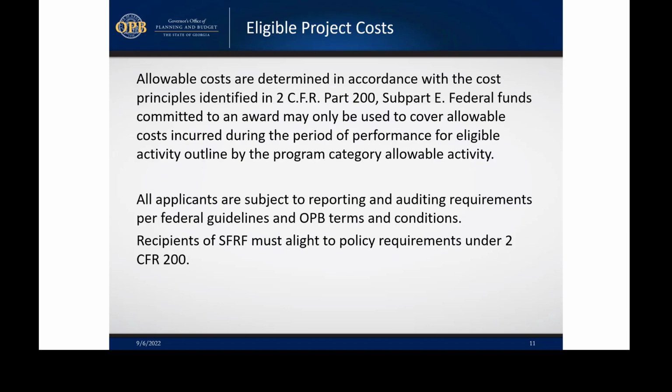Allowable costs are determined in accordance with the cost principles identified in 2 CFR 200 subpart E. Federal funds committed to an award may only be used to cover allowable costs incurred during the period of performance for eligible activity outlined by the program category allowable activity. All applicants are subject to reporting and auditing requirements per federal guidelines and OPB terms and conditions. Recipients of state fiscal recovery funds must align to policy requirements under 2 CFR 200.